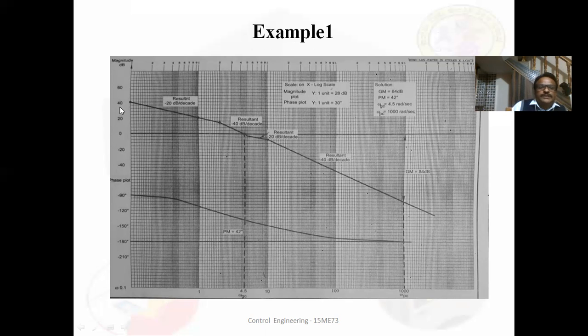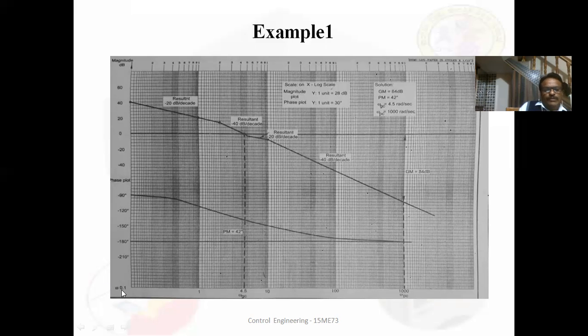So this is the semi-log sheet. The x-axis is non-linear scale, and the y-axis is linear scale. Why do we select a non-linear scale for the x-axis? Because the omega value varies from 0 to infinity, so it is difficult to accommodate in a linear scale. That's why we use a non-linear scale on the x-axis. The y-axis is linear. Here it is decibel.